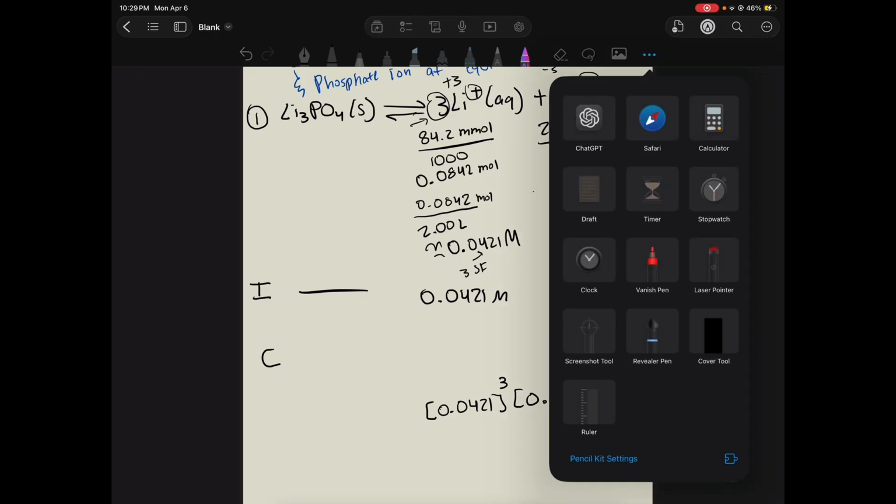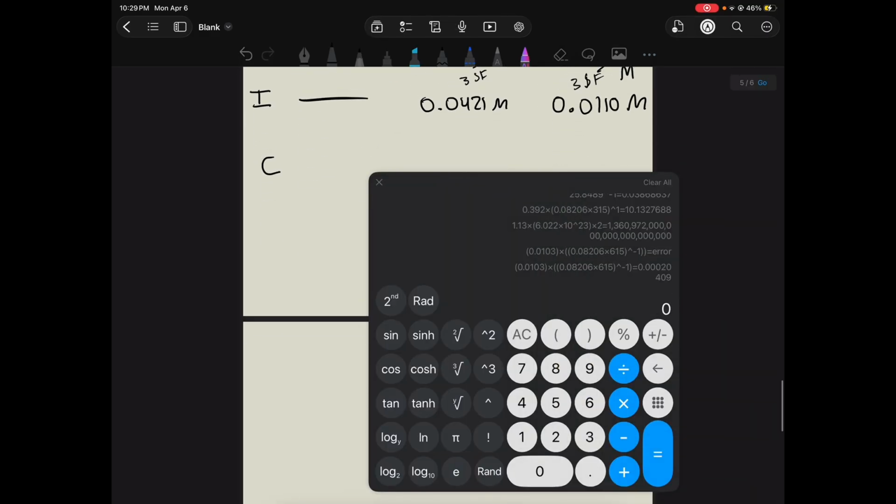So if we go into our calculator here, we see 0.0421 to the power of 3 times 0.011, which gets us a very, very small value, which can be written as 8.21 times 10 to the power of -7. This is a value that you should get on your TI-84 calculator.